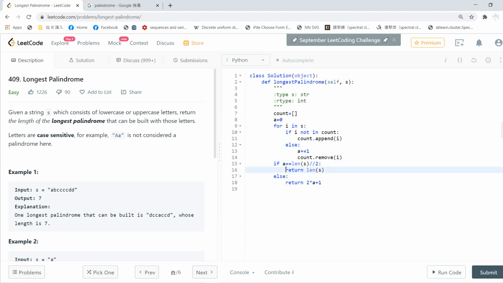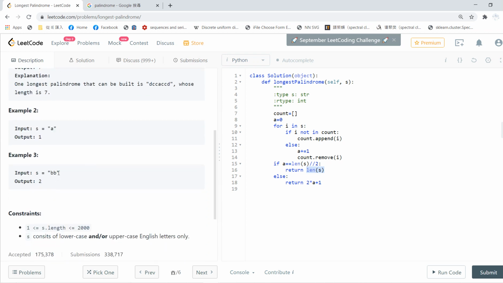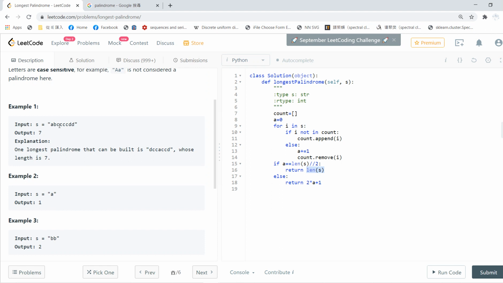Okay, so there are two cases. If A, I mean the number of pairs, is just the total length divided by 2, that means all the characters in the original string have their partner. So we just return the length of S, because the total S can be a palindrome by itself. For example, this BB case. And else, I just return 2 times A plus 1, because for example, in this case, the number of pairs is 3, so the length is just 2 times 3 plus 1.